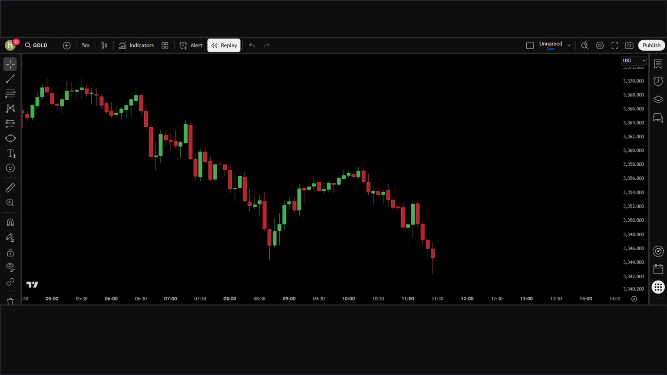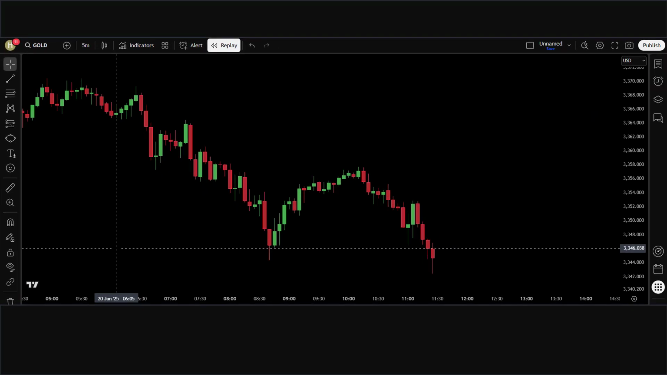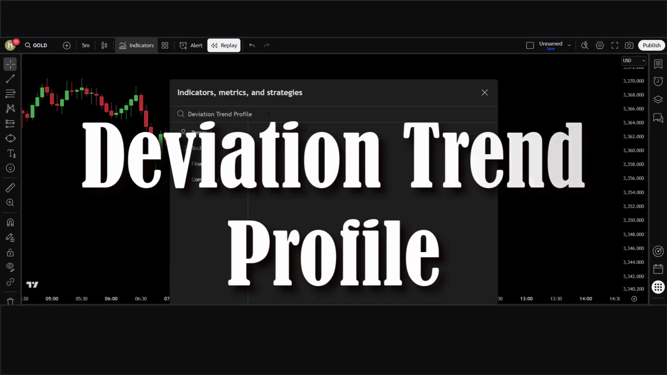Now let's create a trading setup. First, you want to open a clean chart in TradingView. We are going to test this strategy on the 5-minute time frame in the gold chart. Now let's add the indicator to the chart. The first indicator name is deviation trend profile.